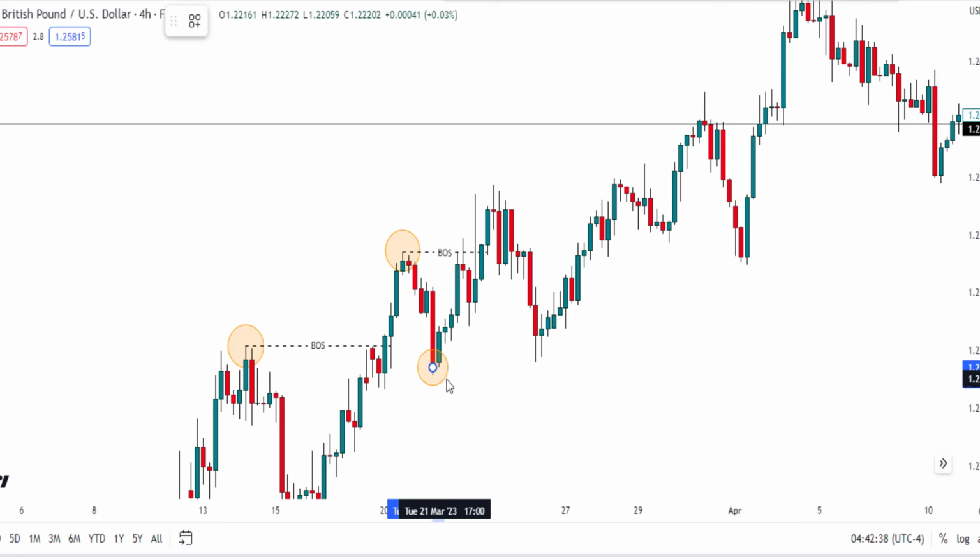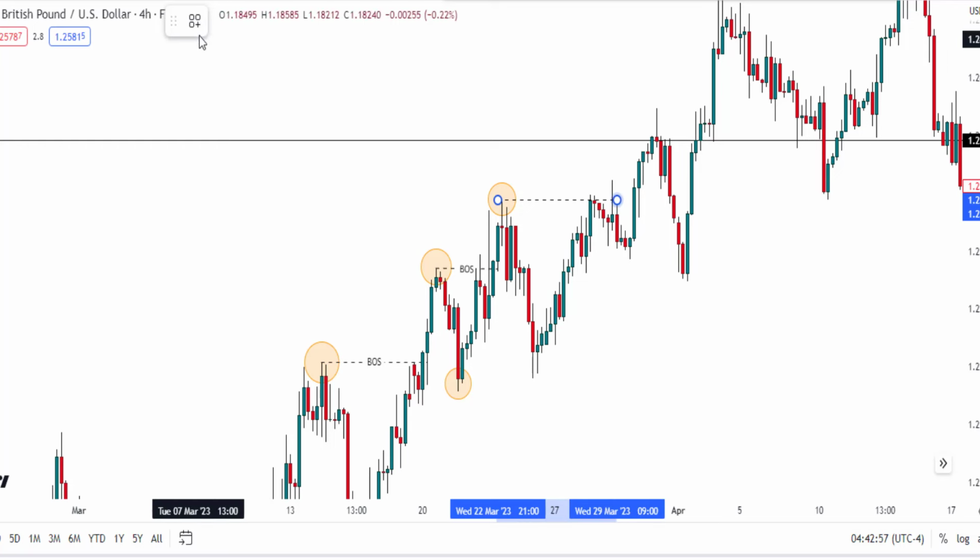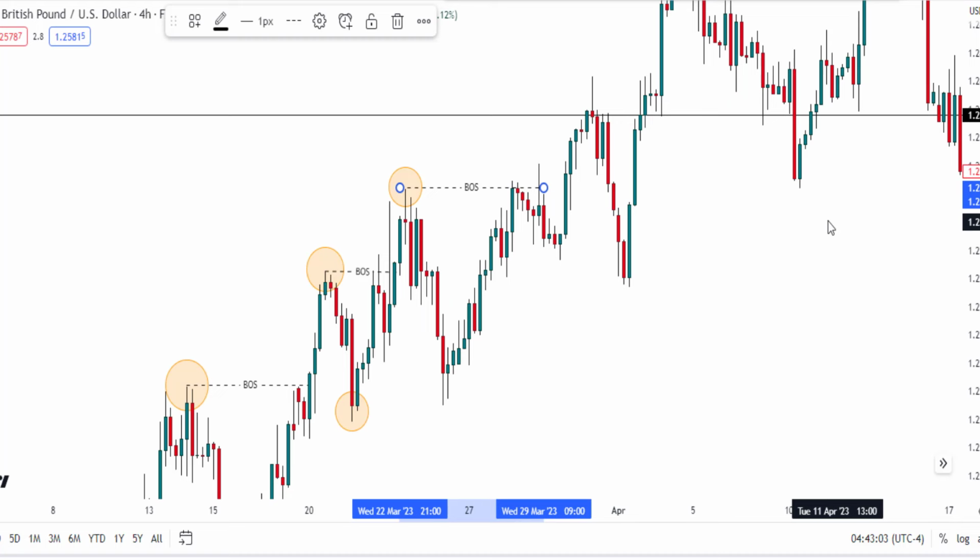The lowest level was here, and then the highest level was here. So we look out for breakout structure at that point and see how that will happen. Take your line and put it from the highest level, draw it across, and see if there is a breakout structure. No, there is no breakout structure here. There is no breakout structure here.